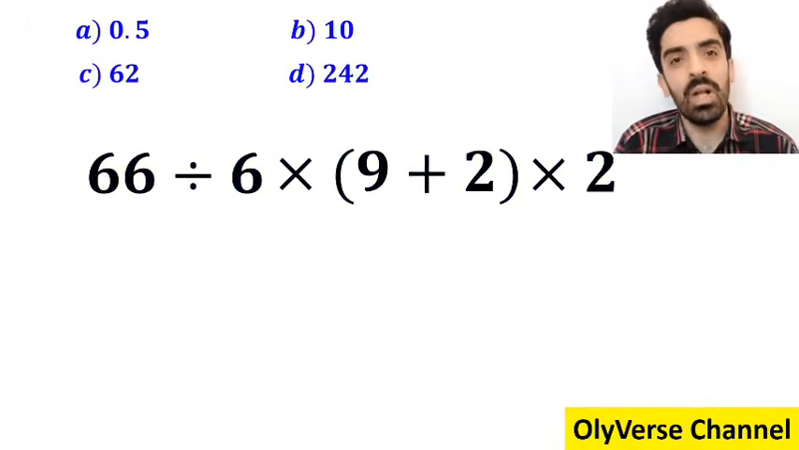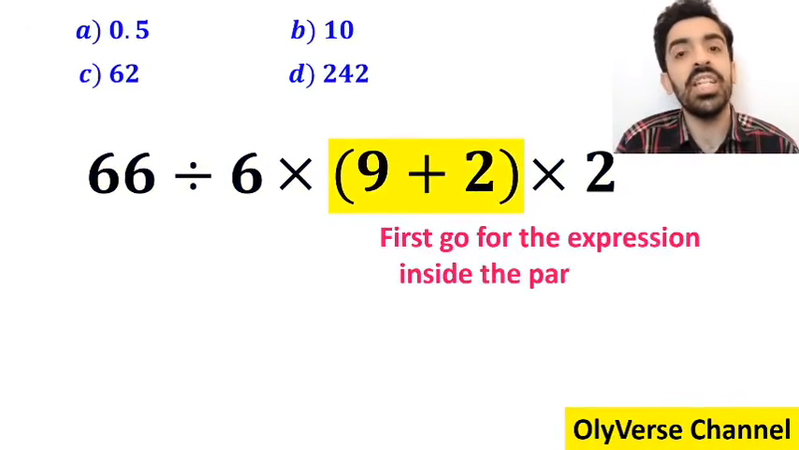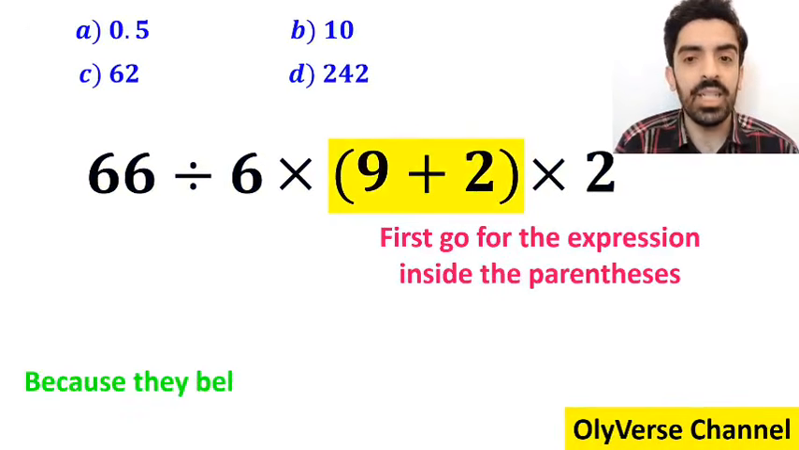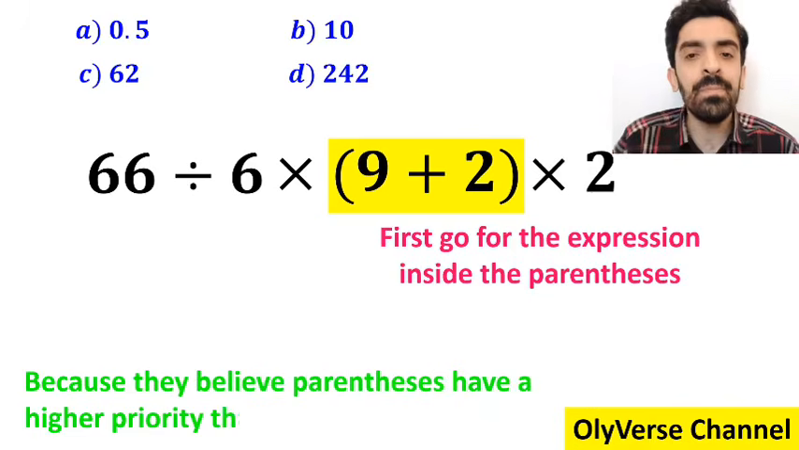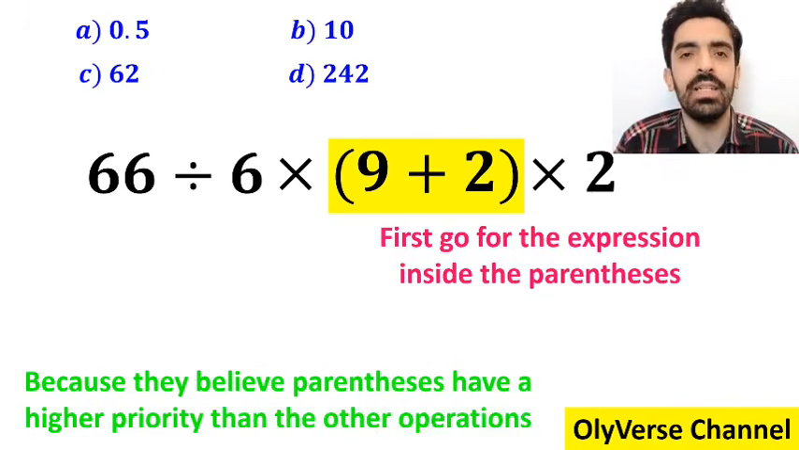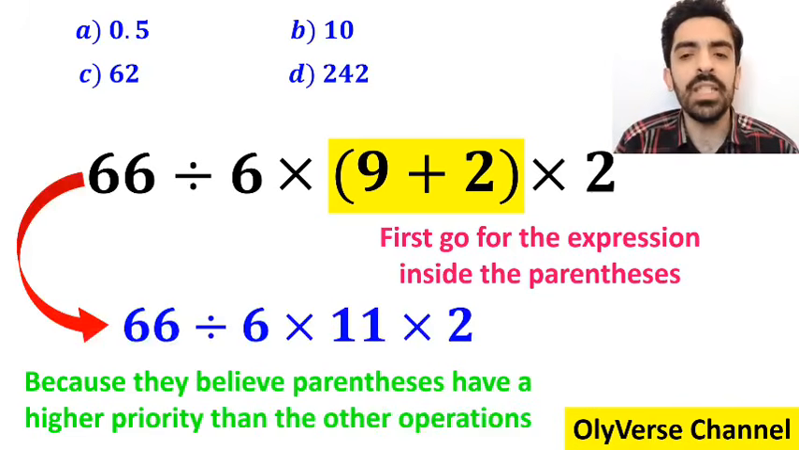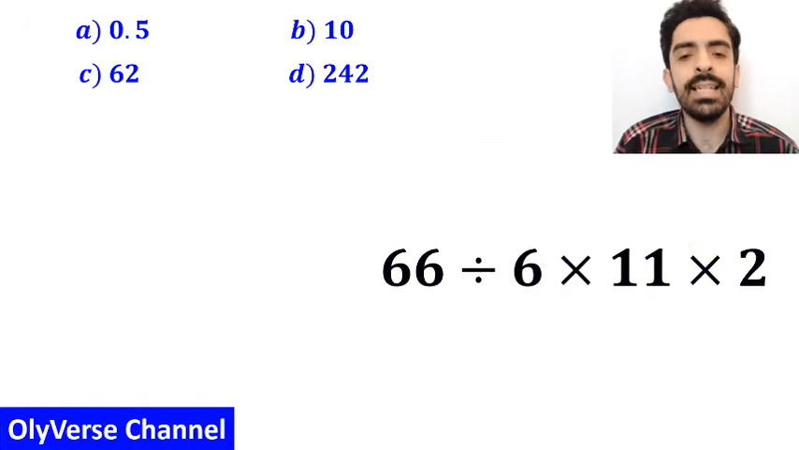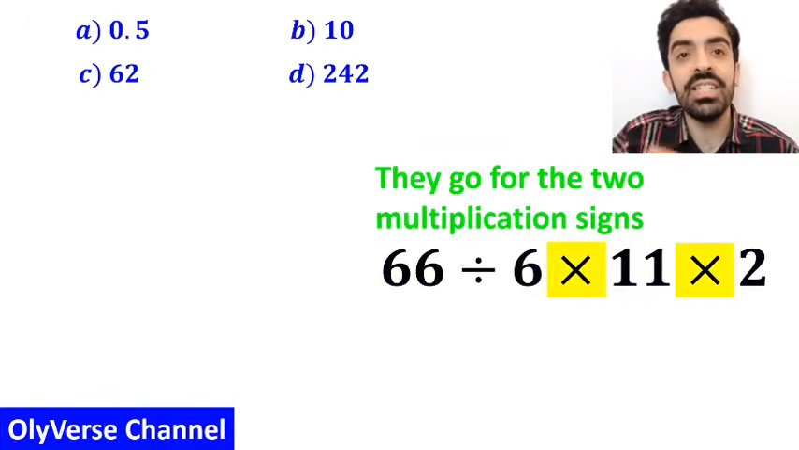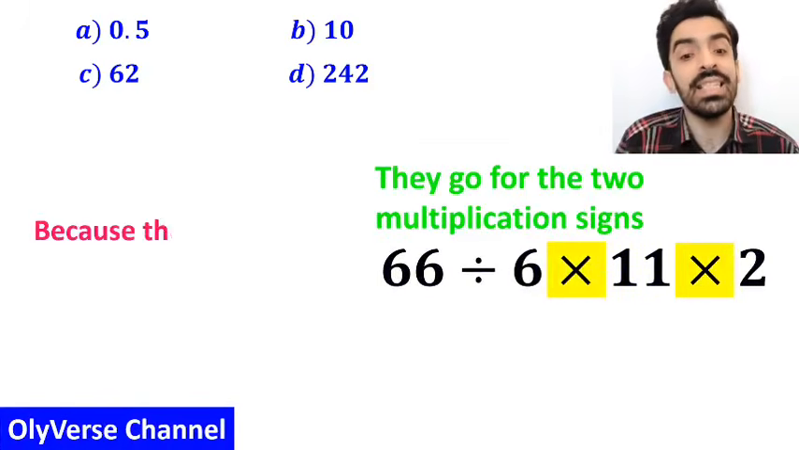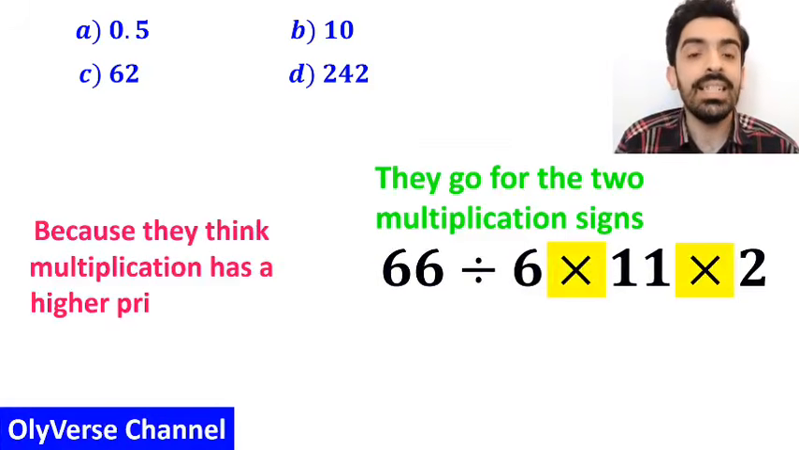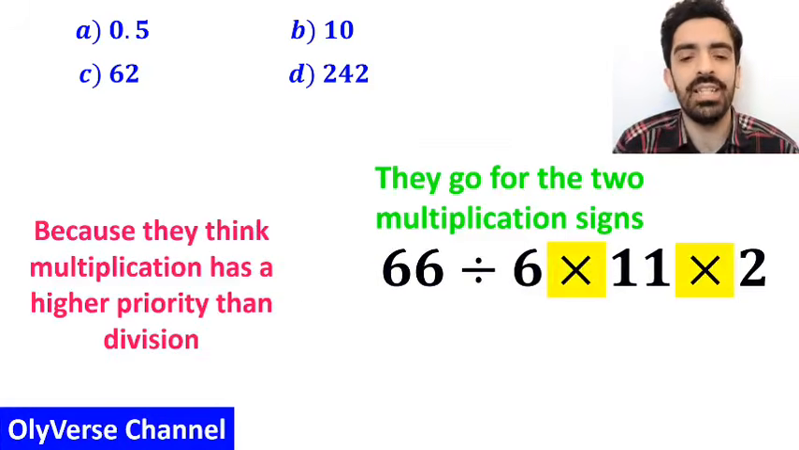Many people, when trying to solve this question, first go for the expression inside the parentheses because they believe parentheses have a higher priority than the other operations. So, they simplify this expression to 66 divided by 6 multiplied by 11 and again multiplied by 2. And the next step, they go for the two multiplication signs that I've highlighted in yellow because they think multiplication has a higher priority than division.